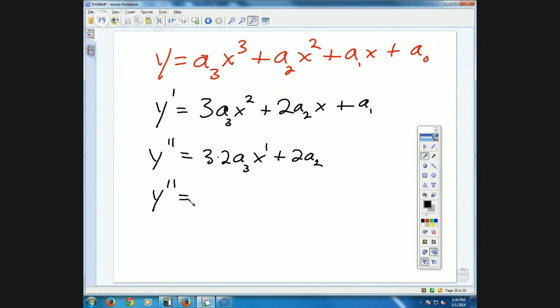Y triple prime. I bring down the power and multiply. Is that right? So that's going to give me 3 times 2 times 1 times a sub 3. What's so nice about writing 3 times 2 times 1? It looks like 3 factorial. This looks like 3 factorial times a sub 3. Okay, that's kind of cute.